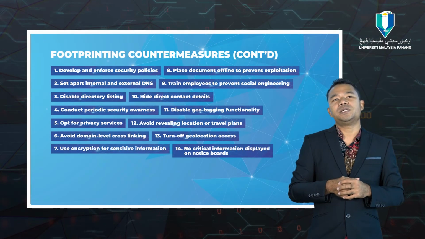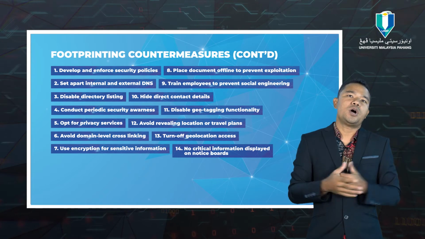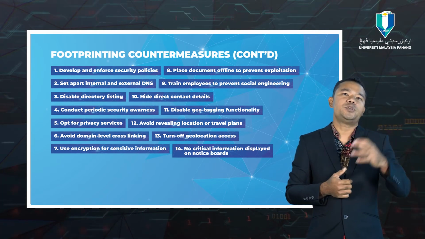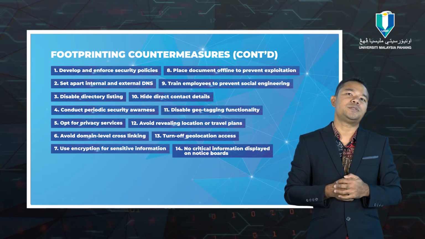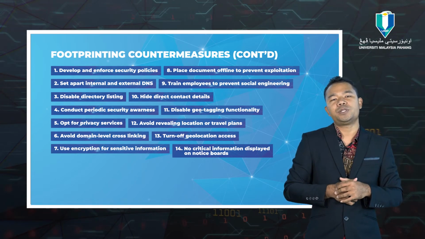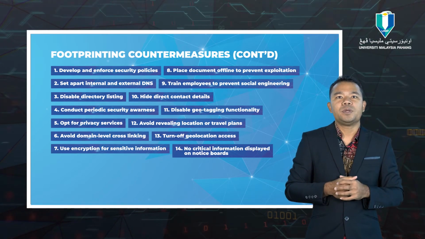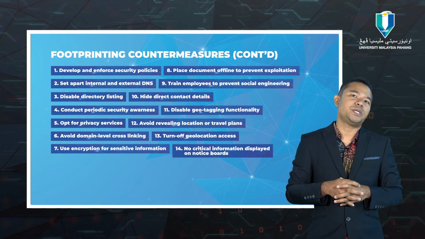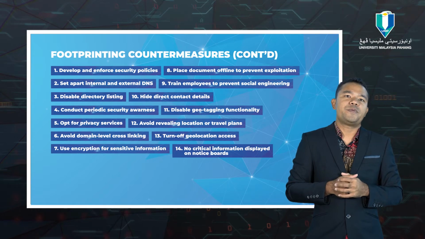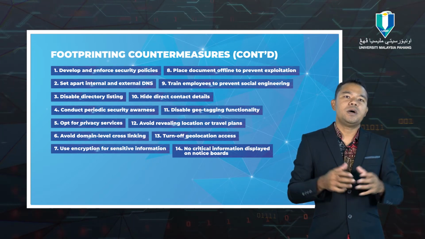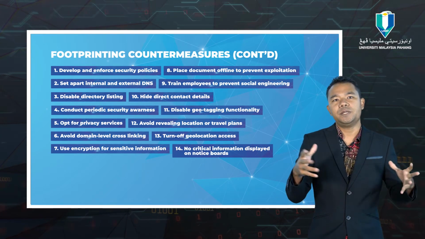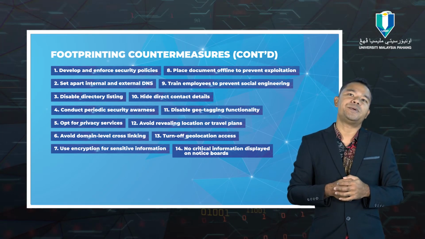Footprinting countermeasures. There are a lot of footprinting countermeasures. First, develop and enforce security policy. Number two, separate internal and external DNS, use split DNS. Disable directory listing. Conduct periodic security awareness training to educate employees about various social engineering tricks and risks. Opt for privacy services in the WHOIS lookup database. Avoid domain-level cross-linking for critical assets. Encrypt and password protect sensitive information.